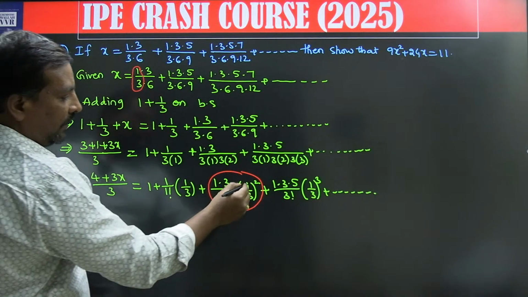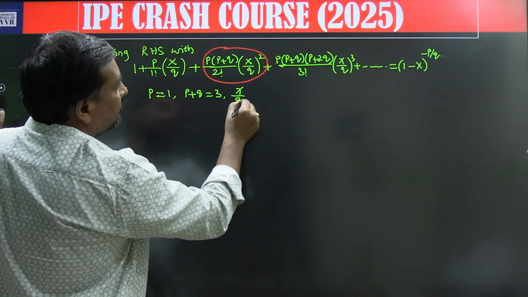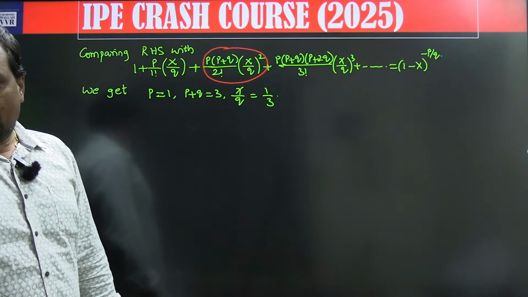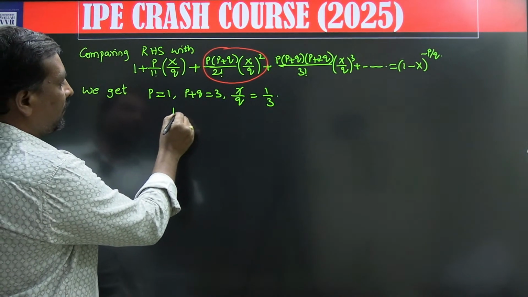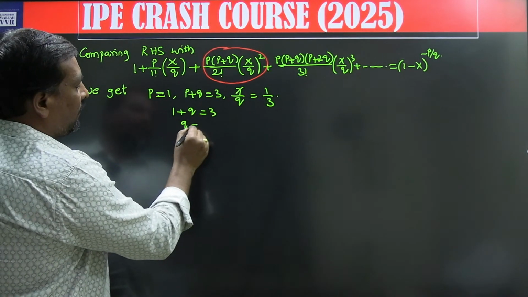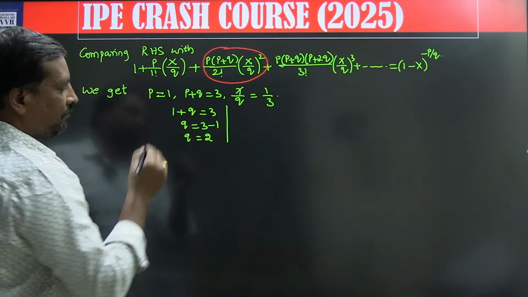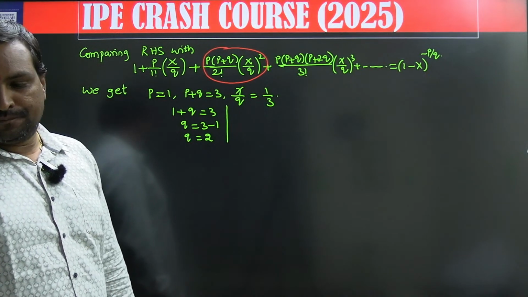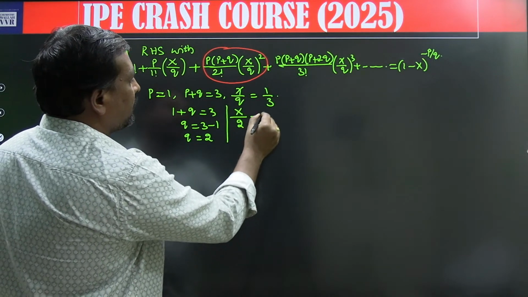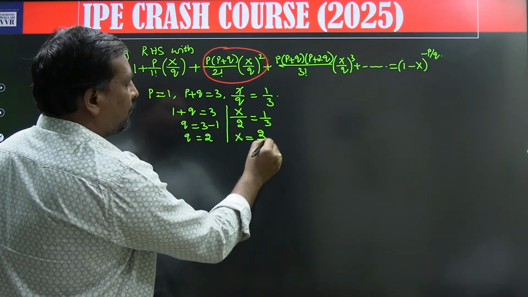And also, in the place of x by q, we have x by q is equal to 1 by 3. So p is equal to 1, substituting, 1 plus q is equal to 3. So q is equal to 3 minus 1, so q is equal to 2. Substituting here, x by 2 is equal to 1 by 3. So capital X is equal to how much here? 2 by 3.